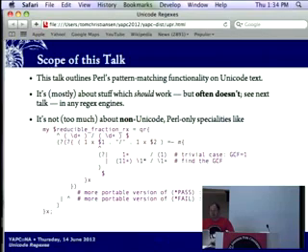Okay, so what are we going to talk about? We will be talking mostly about pattern matching in Perl and how it relates to Unicode. There is no next talk. I first gave this at OSCON last year, and I've updated it a little bit, but there is no next talk.